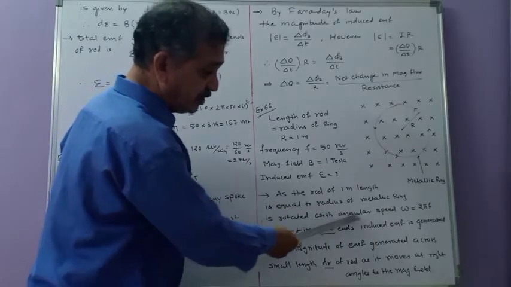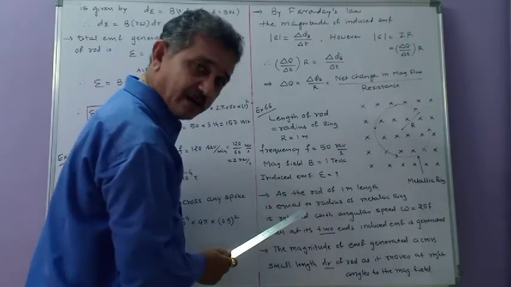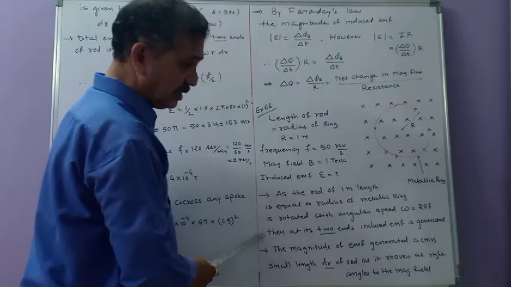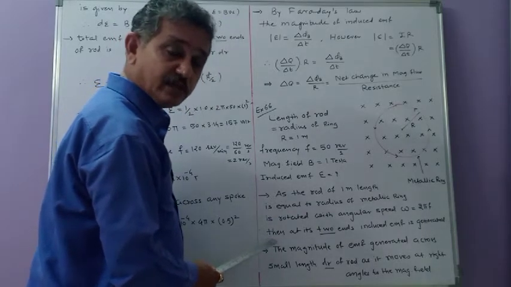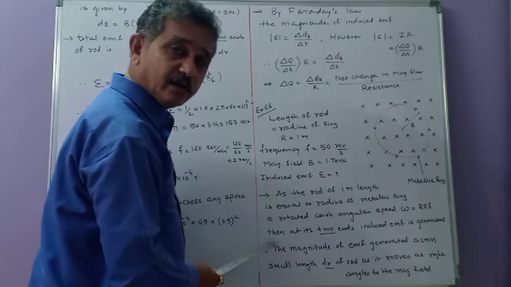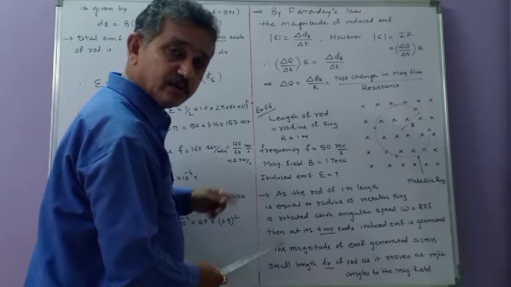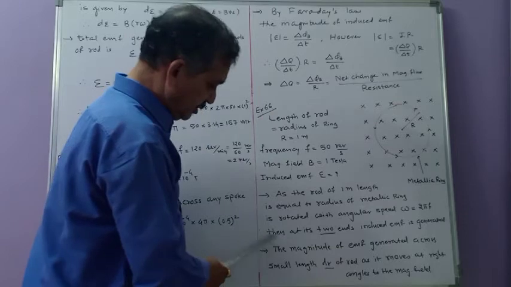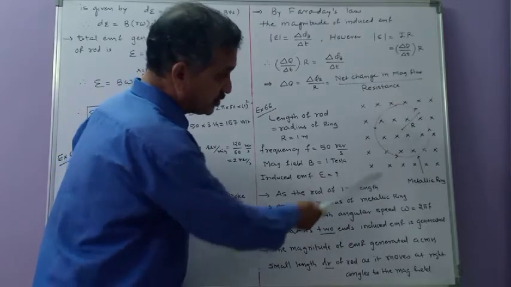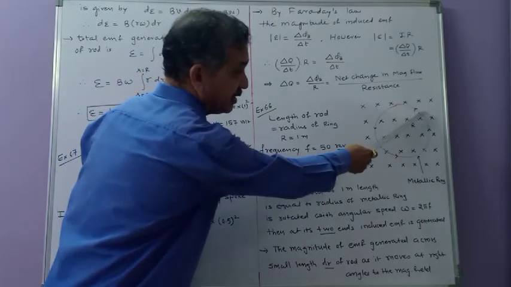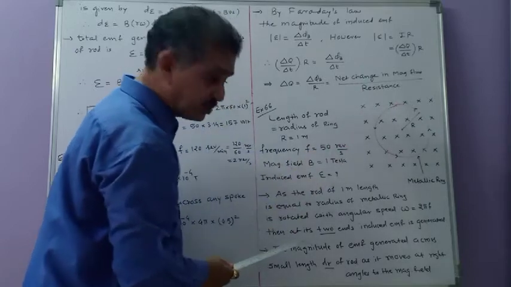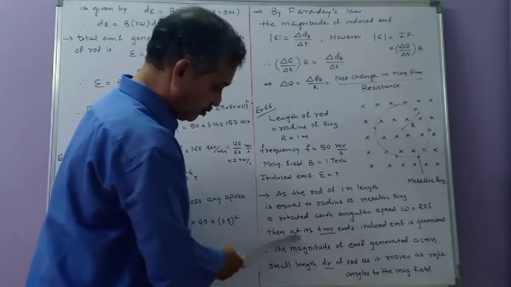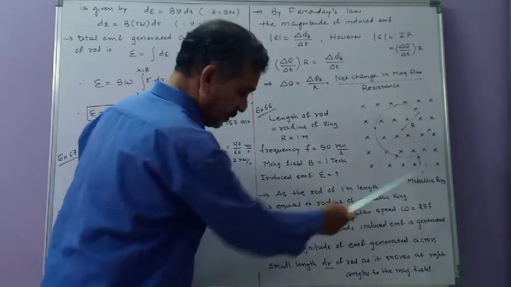rotated with angular velocity omega equal to 2 pi f, and as you know, linear velocity v equal to r omega. So v will be equal to what? Linear velocity v equal to r omega, omega equal to v by r. Then its two ends, इसके two ends, ये rod के one at center, another in contact with the circumference of the ring. So at its two ends, the induced EMF is generated.